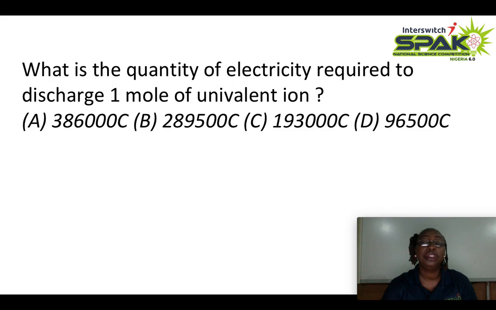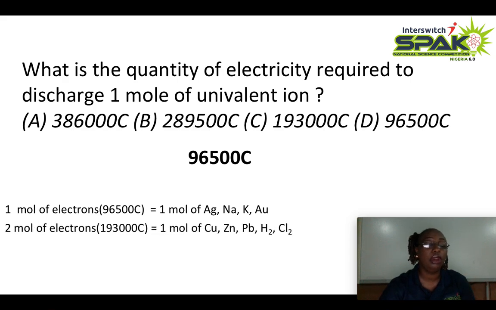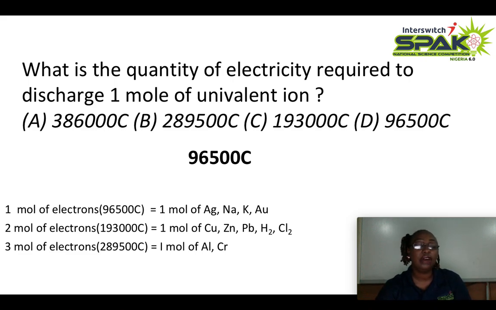What's the quantity of electricity required to discharge 1 mole of univalent ion? Univalent means 1 charge, 1 plus. So what's the quantity of electricity required to discharge 1 mole? 1 mole is equivalent to 96500, and that is our answer, 96500 C. It's good to know this, that when you are dealing with 1 mole of electron, this could be silver, gold, sodium, potassium, it is always 96500. When you are dealing with 2 moles of electron, it's 193,000 coulombs.